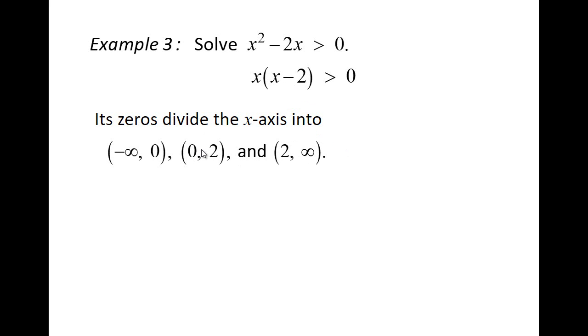Now, in this interval, I can pick the number 1 and plug in 1 here. We get 1 times 1 minus 2, which is 1 times -1, which is negative. So we see that this function is negative at 1. Since it has no zeros in this interval, it cannot change sign here. So if it is negative at one point, it's got to be negative throughout this interval.